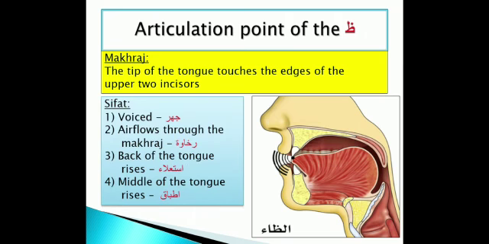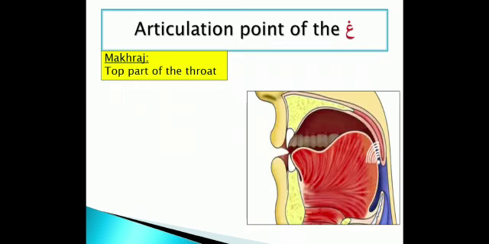These are the sifat of the letter Dha. Again, the third quality, the third sifat, sifat isti'la, is the sifat which makes the letter Dha full mouth when the back of the tongue rises.